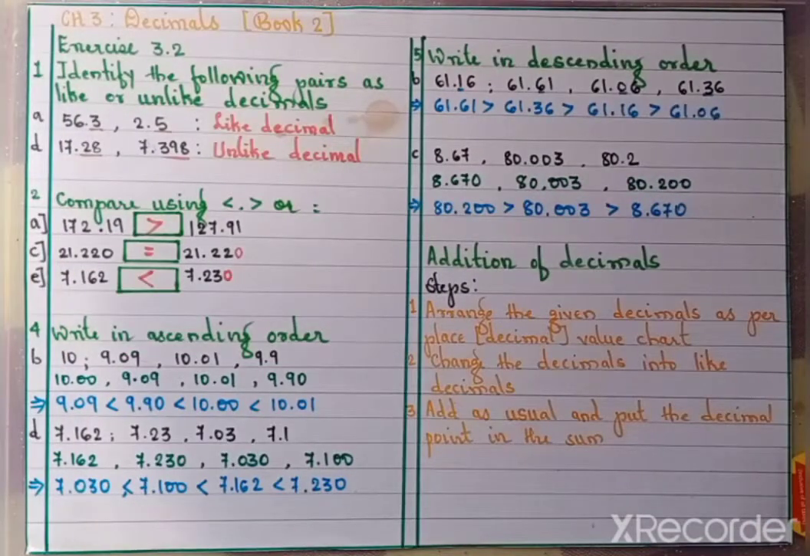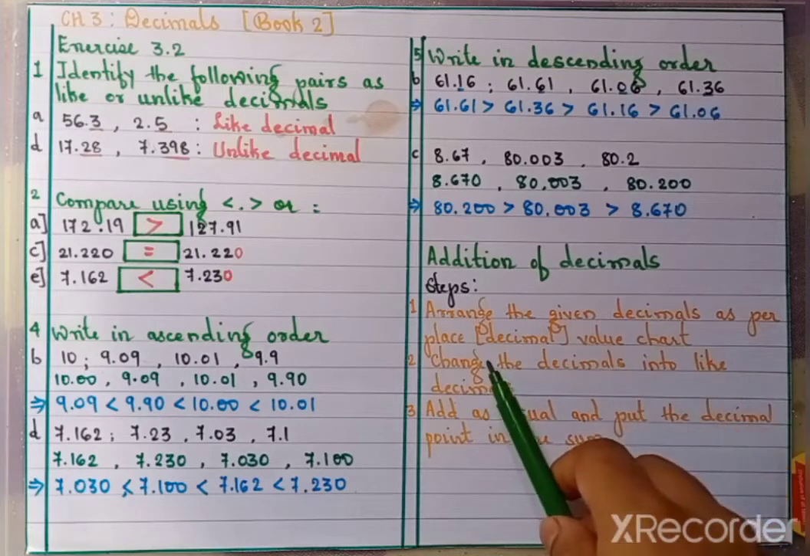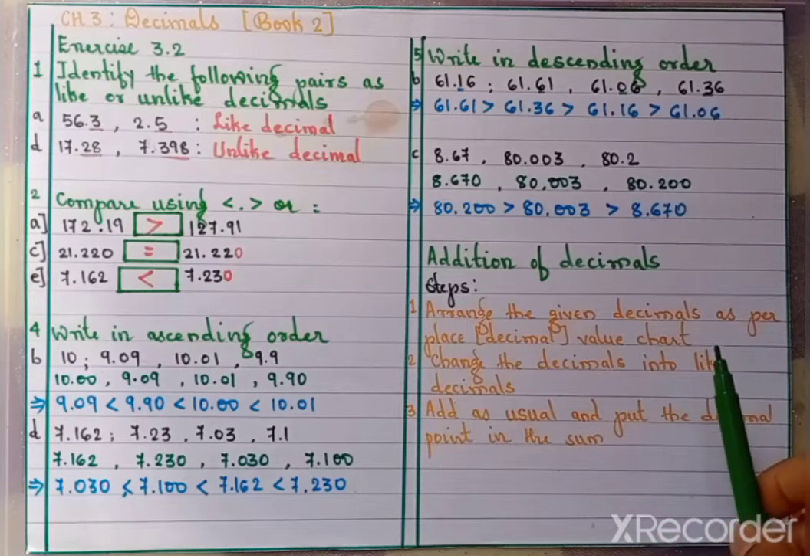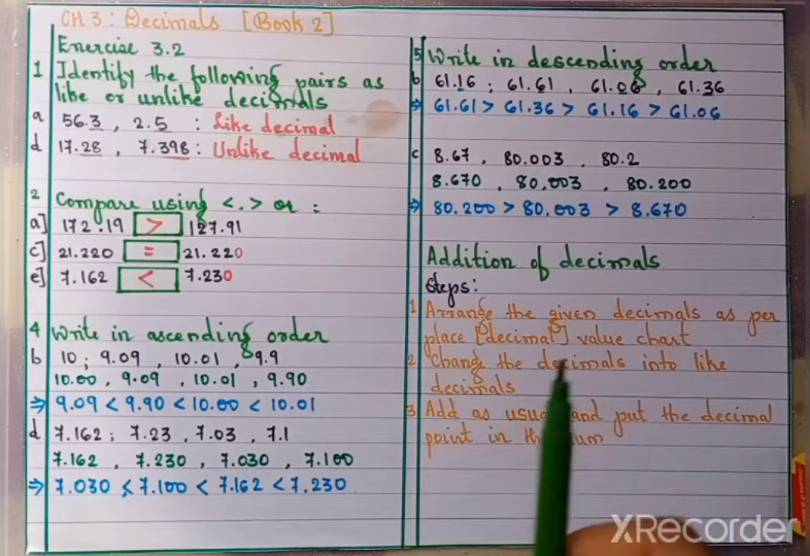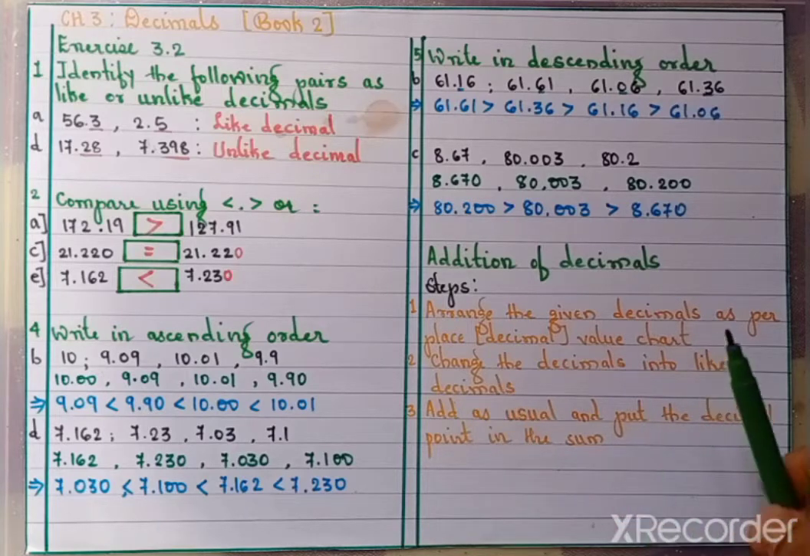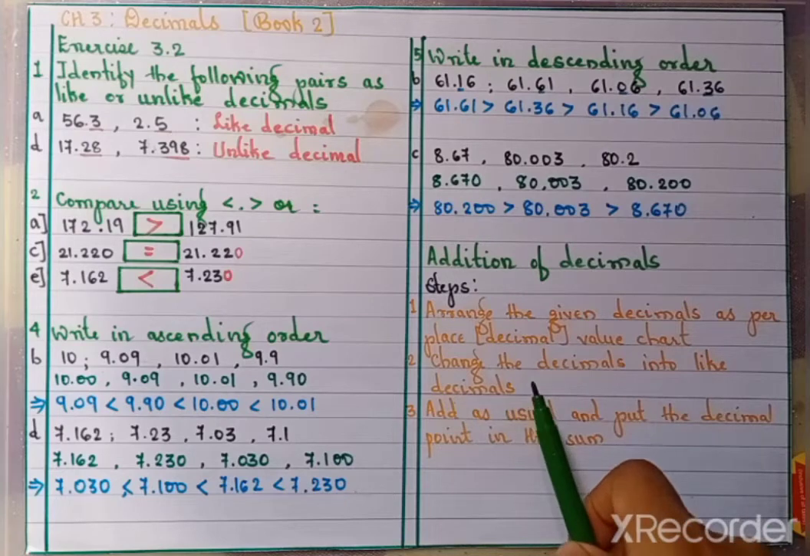Concept: addition of decimals. So to add decimals, we have to follow some rules or steps. So let's see the steps. Arrange the given decimals as per the decimal place value chart. You have seen the decimal place value chart in the last video. So now we have to arrange the decimals as per the place value chart. Then only we will be able to simplify further. Change the decimals into like decimals. Yes, it is very important.